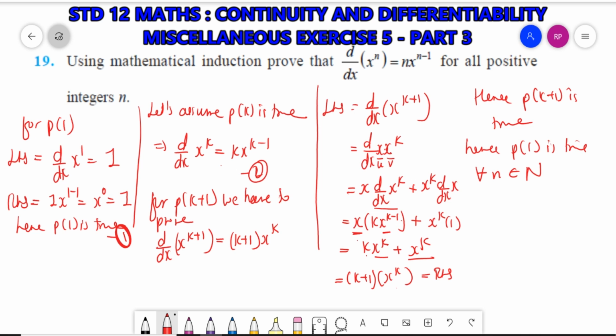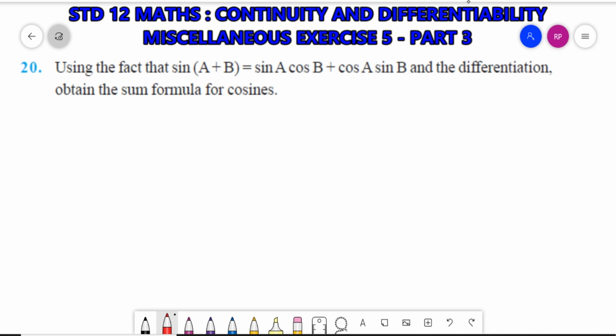Now let's move to the next, that is question number 20. Question 20. Using the fact that sine a plus b equal to sine a cos b plus cos a sine b, and the differentiation, obtain the sum formula for cosine. Okay, let's first write down the formula. Sine a plus b equal to sine a cos b plus cos a sine b. Now you have to use differentiation and obtain the formula for cosine.